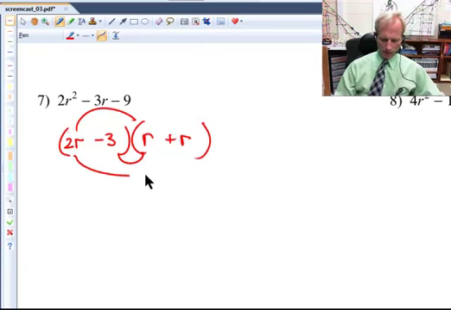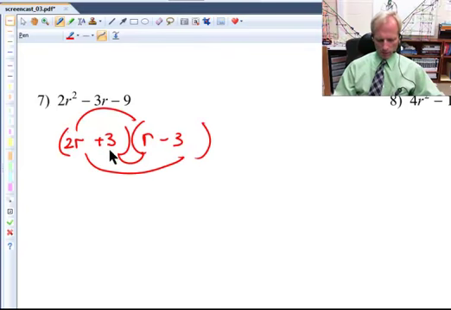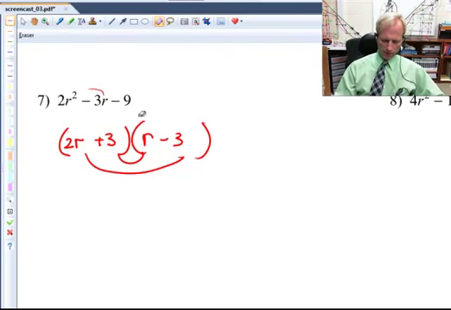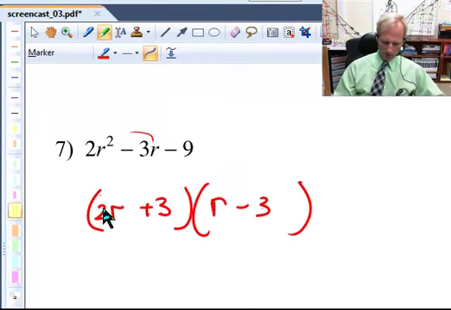And when I do the outers and inners, I'm going to get negative 3r plus 6r. That's positive 3r. Oops, that's not going to work because I want negative 3r. So let me just flip the signs and try positive 3 in the first position, negative 3 in the second position. This time when I do 3r and I'm going to add negative 6r, because negative 3 times 2r, that's going to give me what I want, negative 3r. And that's going to give me negative 9 for the last term. So that is my factored form of the expression.